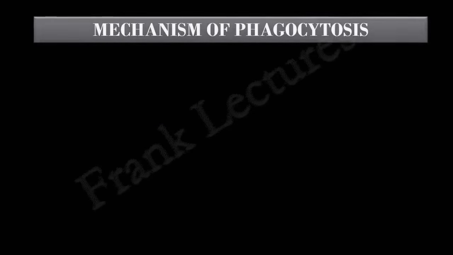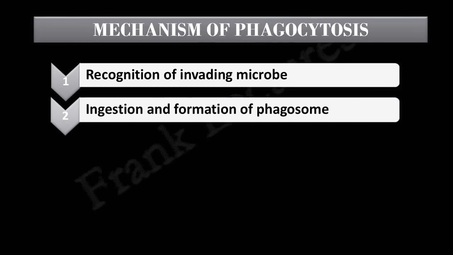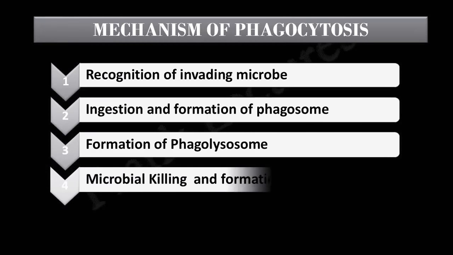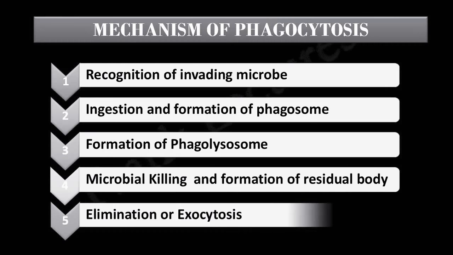Let us now study the mechanism of phagocytosis. The whole process can be studied under these 5 steps. First step is recognition of invading microbe. Second, ingestion and formation of phagosome. Third, formation of phagolysosome. Fourth, microbial killing and formation of residual body. And fifth, elimination or exocytosis. Let's study them in detail one by one.